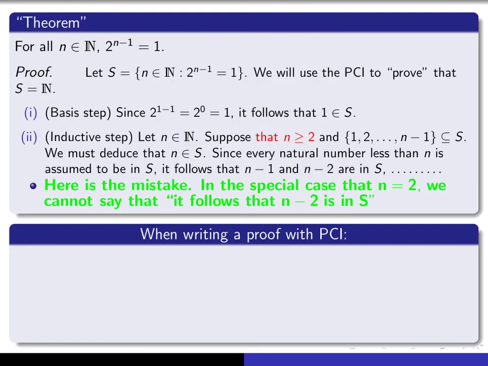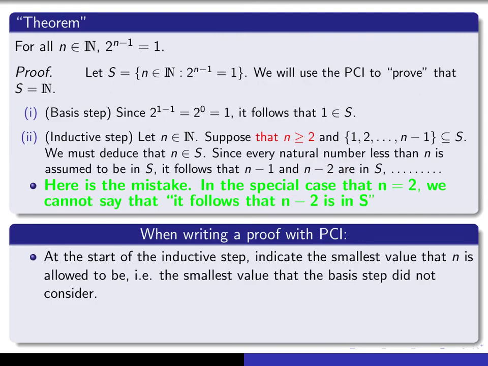So in order to avoid this kind of mistake when writing a proof involving the principle of complete induction, I want you to do the following things. At the start of the inductive step, I want you to indicate the smallest value that n is allowed to be. In other words, the smallest value that the basis step did not consider. And so that's what I wrote here. I want you to always do that sort of thing when you're writing your proof by complete induction.